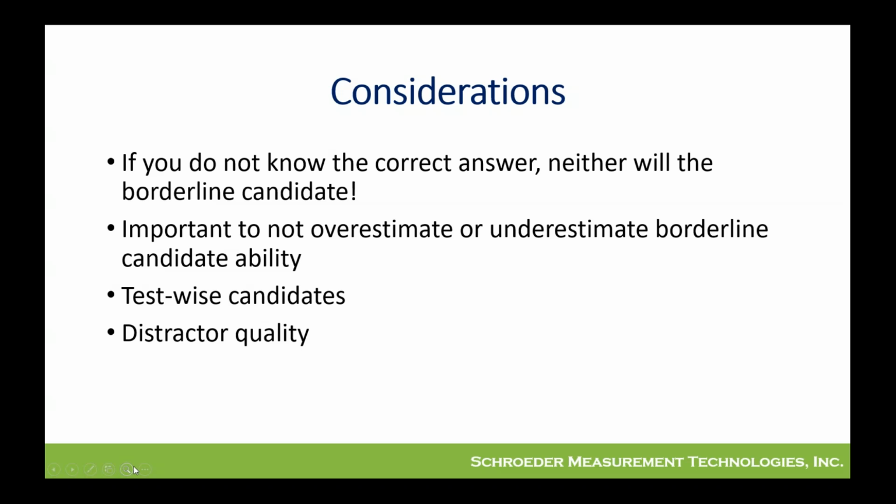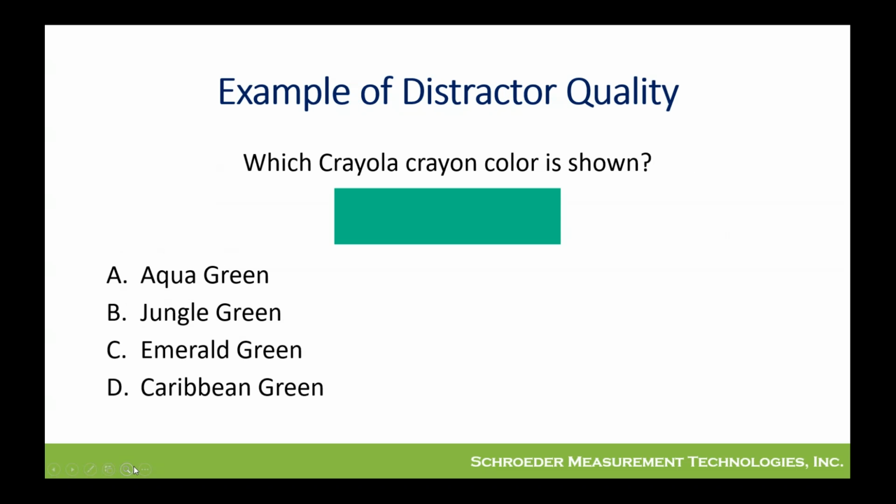Distractors are the incorrect answer options, and they affect whether a candidate answers an item correctly. The more appealing the distractors are, the more likely it is that borderline candidates will answer the item incorrectly. Let's look at an example.